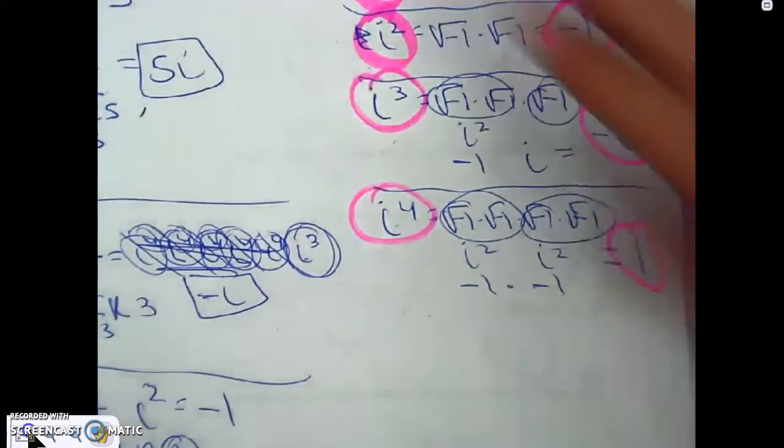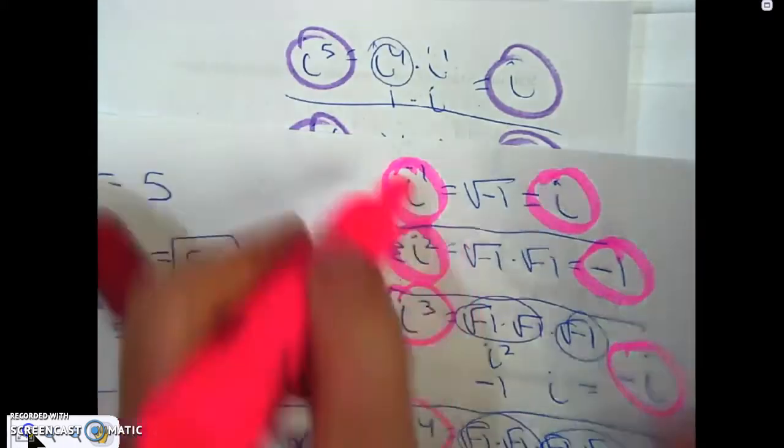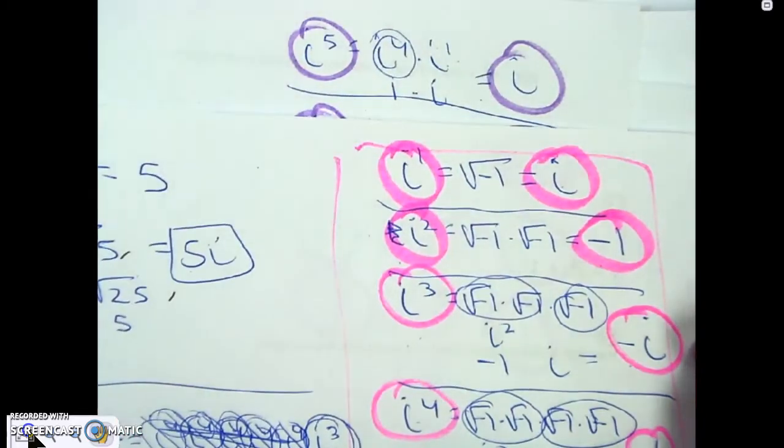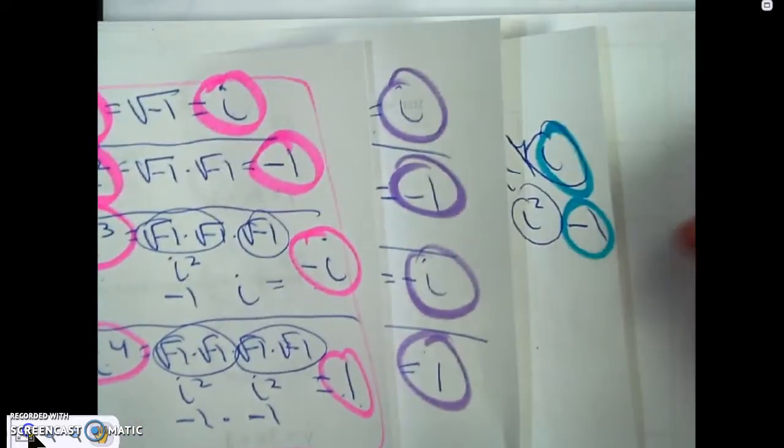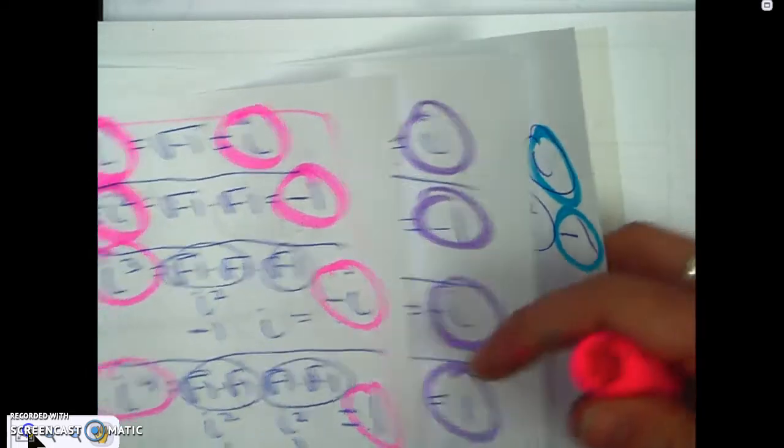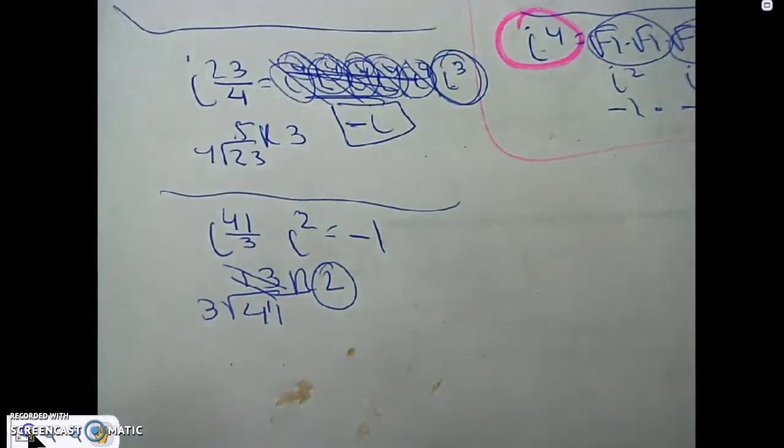What is i squared? Negative 1. So my point is that it all comes back to these 4 pink. Because when you look at these 4 purple, it's the same answer. And when you start looking at the blue, it's the same answer. So just divide out the purple and blue and go straight to pink. Okay, let's do one more.